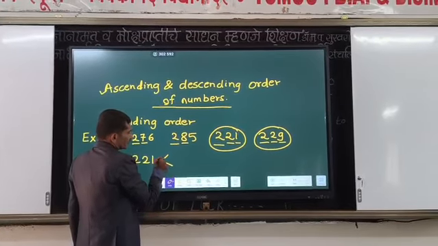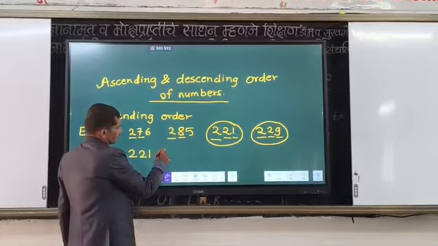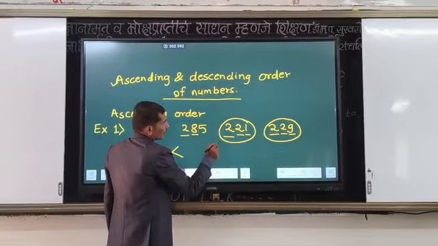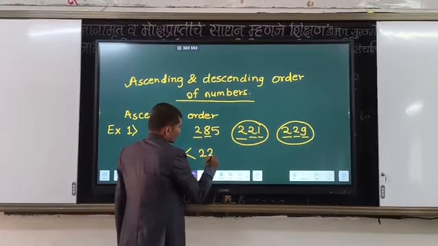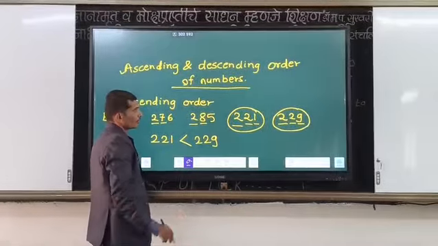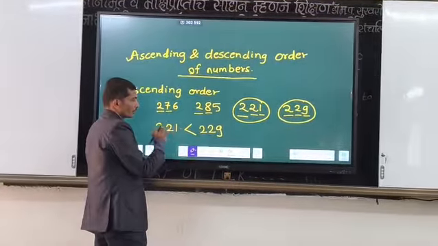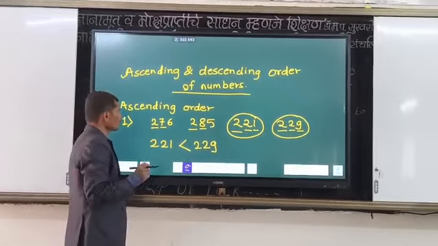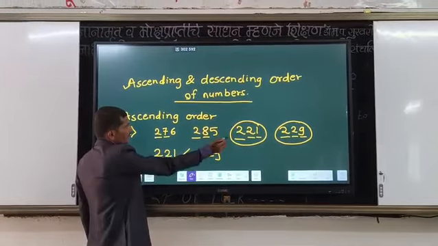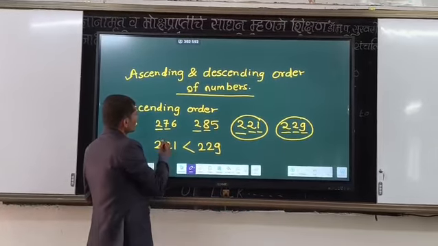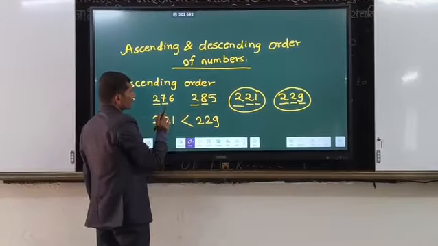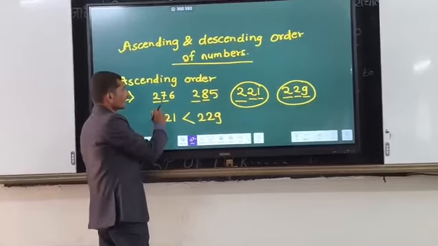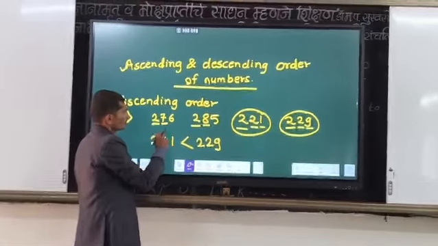After that, this is the sign of greater than. Okay, so 229 is the greater number than 221. Okay, we have got two numbers in ascending order. Now we have to find out the next number. So what we have to do, we can see here 7 and 8 are the second places. These digits are second places in both numbers. So we can easily compare these two numbers.